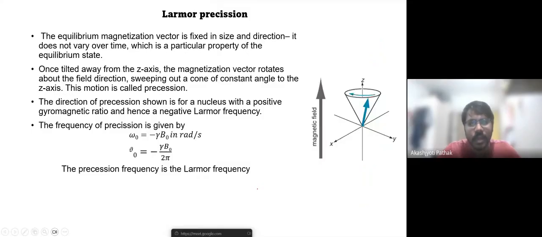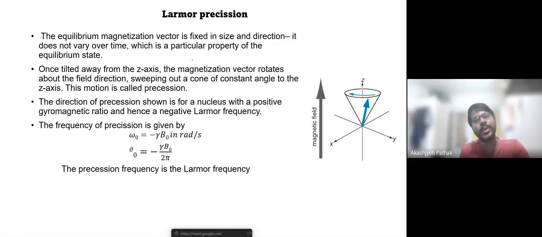So, Larmor precession, which we discussed just now. The Larmor frequency is omega naught equal to minus gamma B naught. So this is what I was trying to explain: E is basically equal to h omega naught, with a minus term in it. The equilibrium magnetization vector is fixed in size and direction. It does not vary over time, which is a particular property of the equilibrium state.